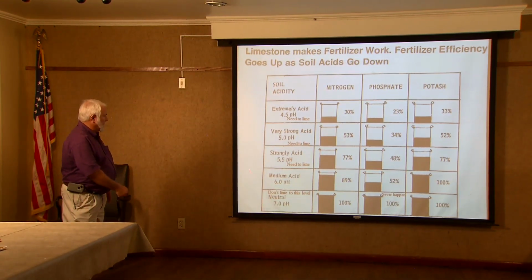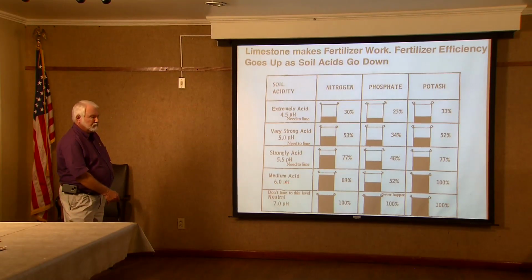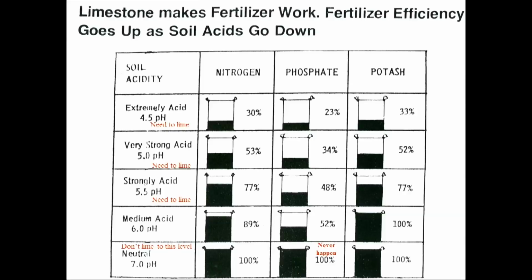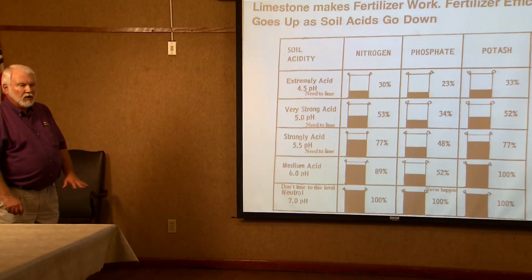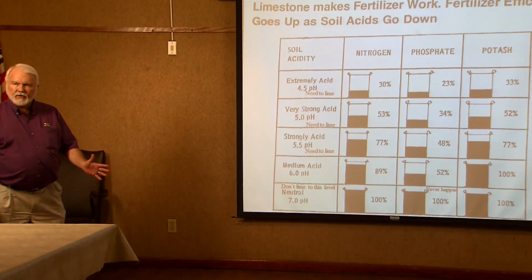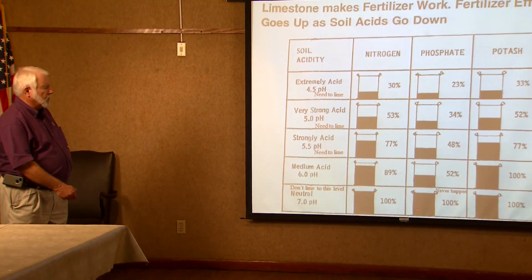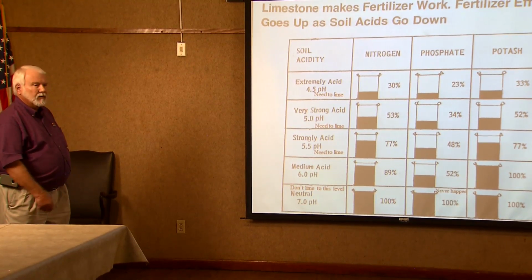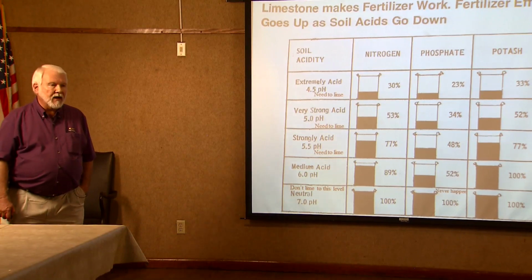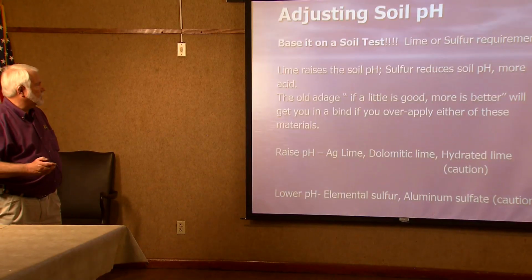So let's bring it on up to a pH of 6. That's a good pH. You're getting the use of about 89% of the nitrogen, 52% of the phosphate, and essentially all of your potash. Unless God gave you that pH of 7, don't lime to that level. There's no need to go there. You can run yourself into more problems with the micronutrients. You will never ever get 100% utilization of your phosphate fertilizer. It's just not going to happen chemically or physically.